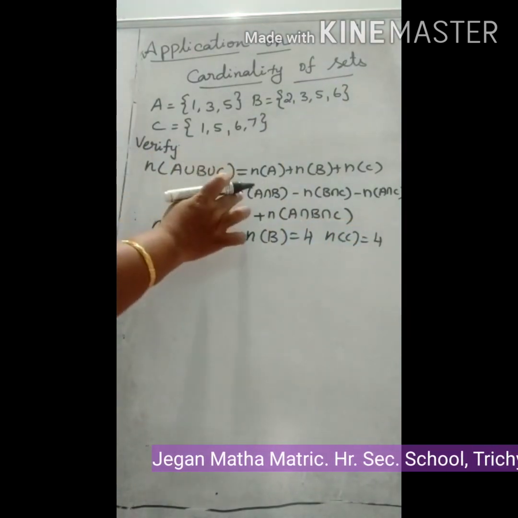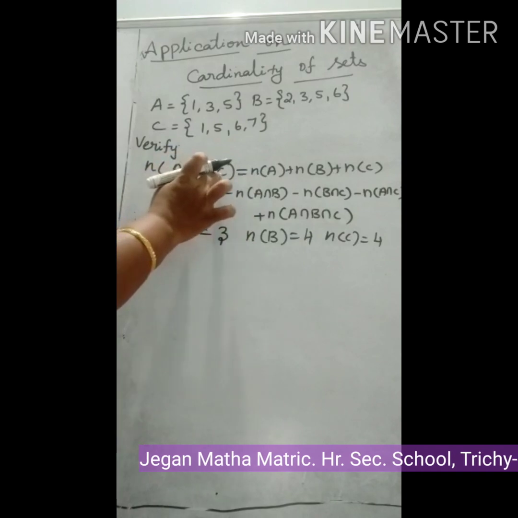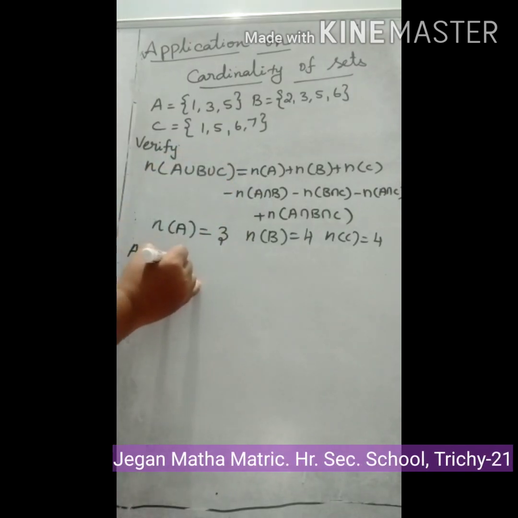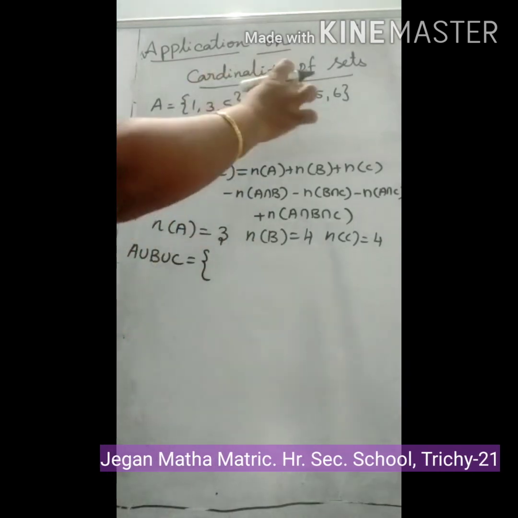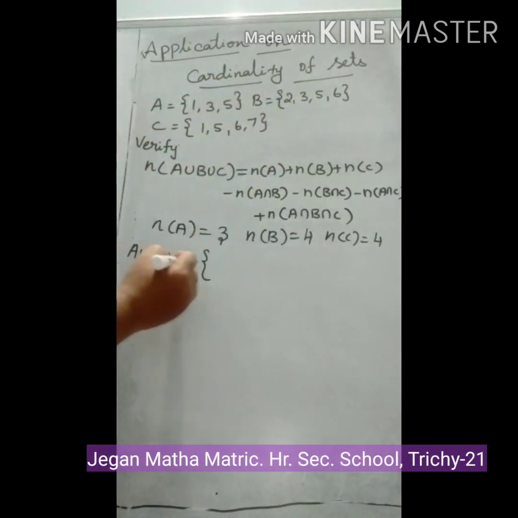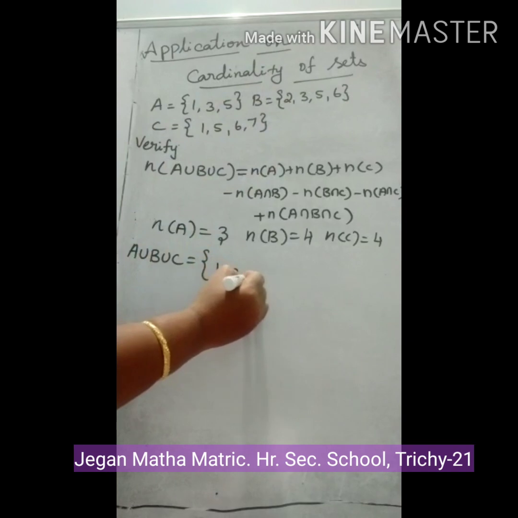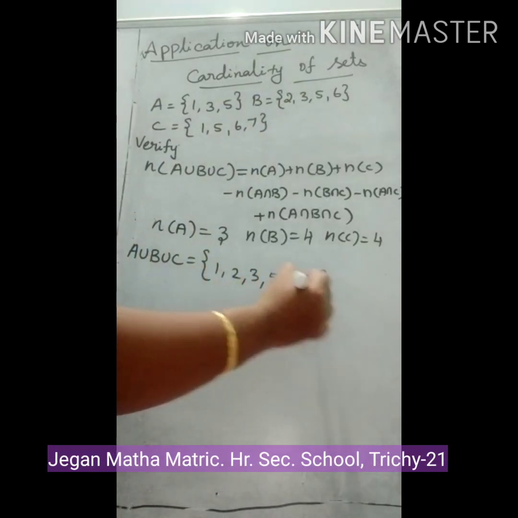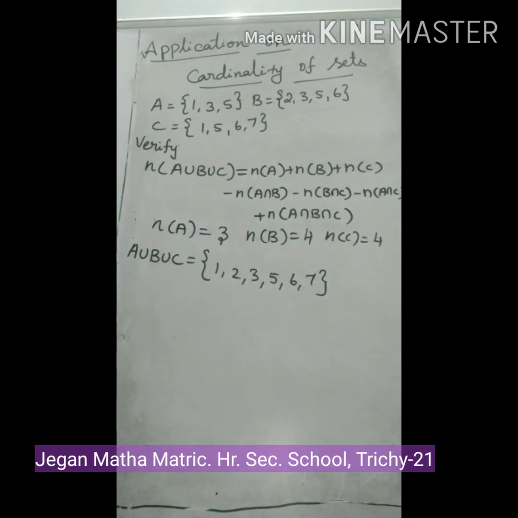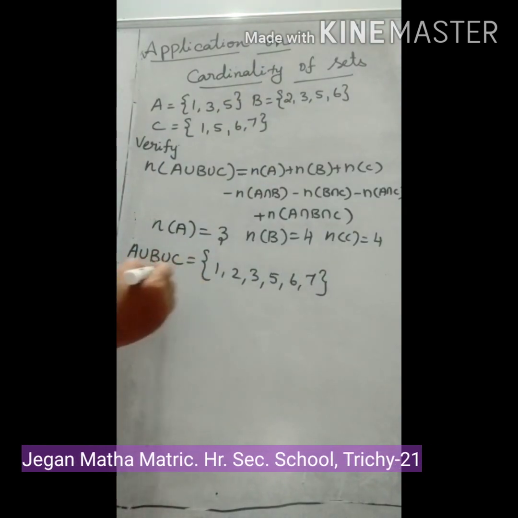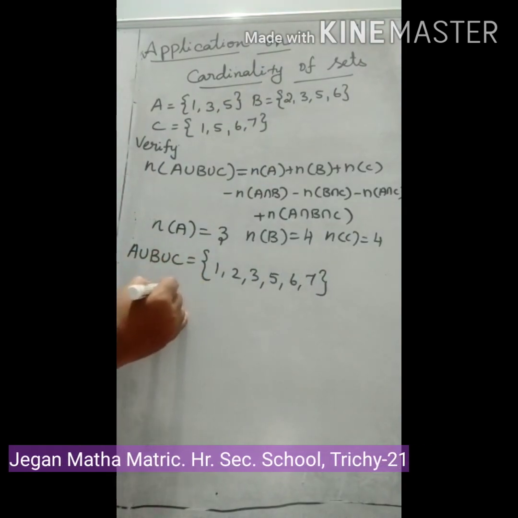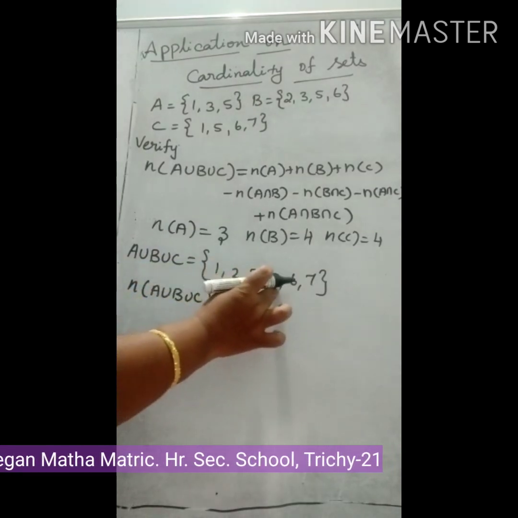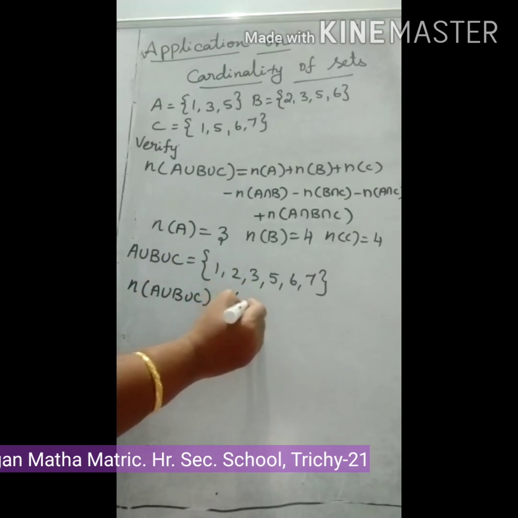Now what is n(A ∪ B ∪ C)? That means you have to find A ∪ B ∪ C. You have to write all the elements in A, B, C. So 1, 2, 3, 5, 6, 7. So n(A ∪ B ∪ C) is 1, 2, 3, 4, 5, 6 elements. It is 6.